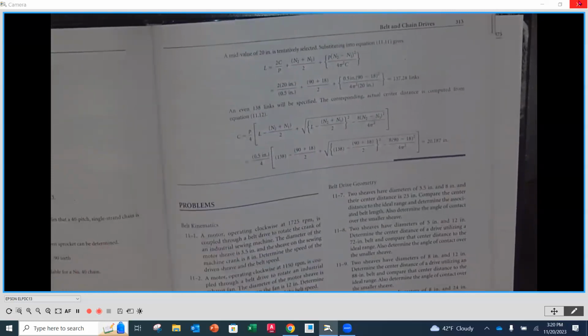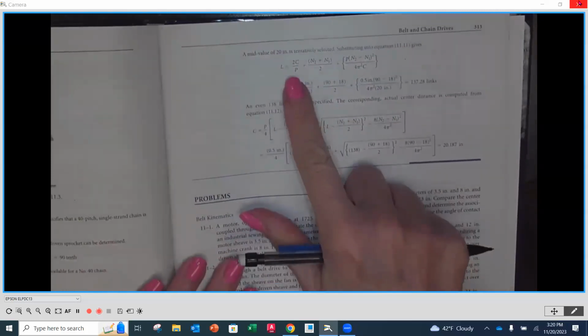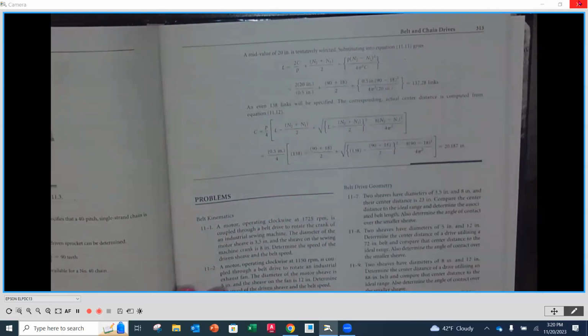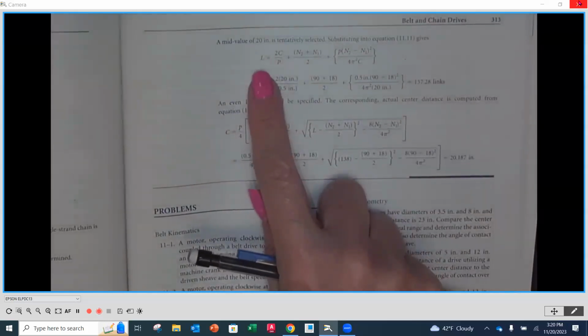You'll notice that they go through this, and I don't think it's worth going through it twice, so I'm just going to point at what they're doing. The number of links is based on the center distance, which is the 20 inches, and the pitch, which is 0.5 in inches. Then you take the number of teeth in your driven and your driver and plug these in. The math isn't hard. What they end up with is 137.28 links.